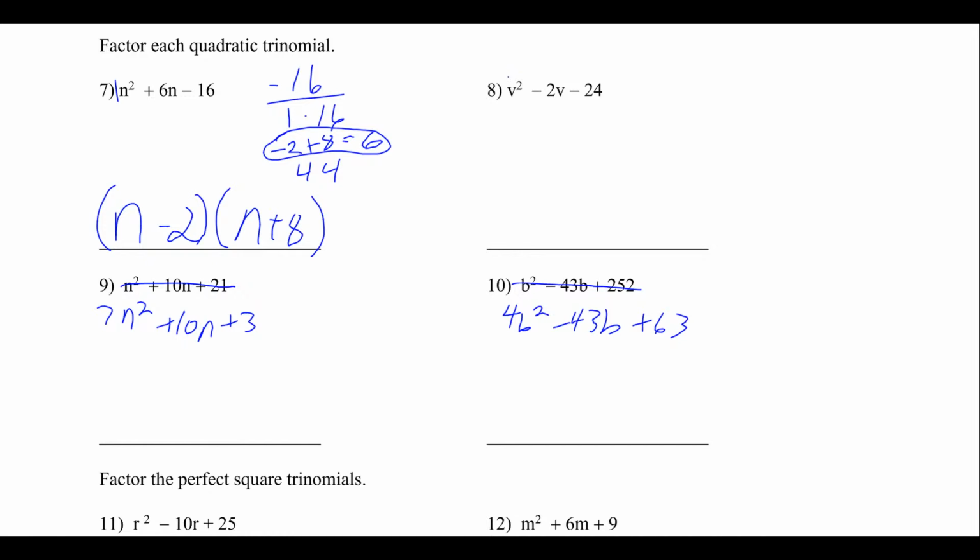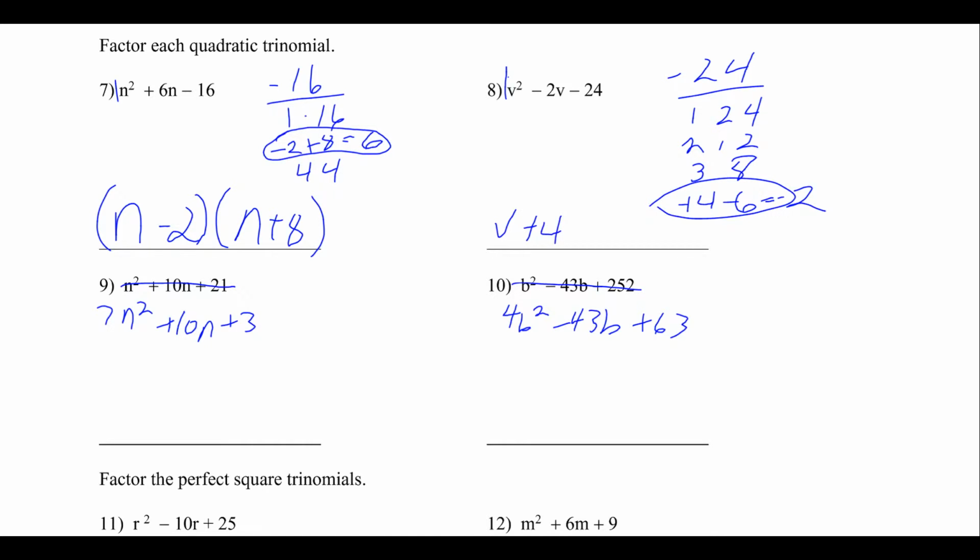I have a leading coefficient of 1 on 8 as well. So I can just factor negative 24. And I can go 1 and 24, 2 and 12, 3 and 8, and 4 and 6. There's the ones I'm looking for. So I need negative 2. So that's going to be positive 4 minus 6. That equals negative 2. And that's going to be v plus 4, v minus 6. And there it is. It's that easy.